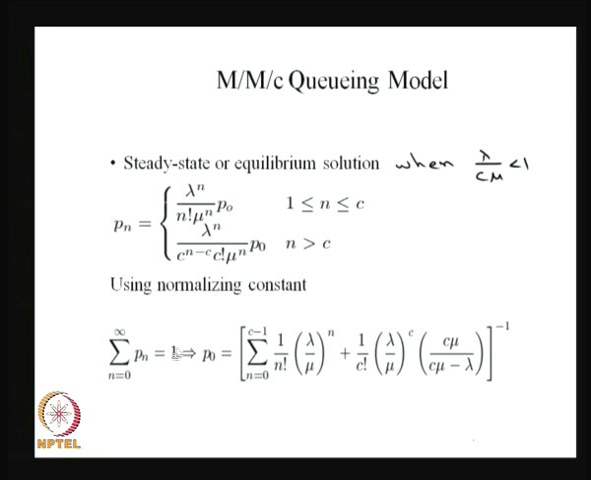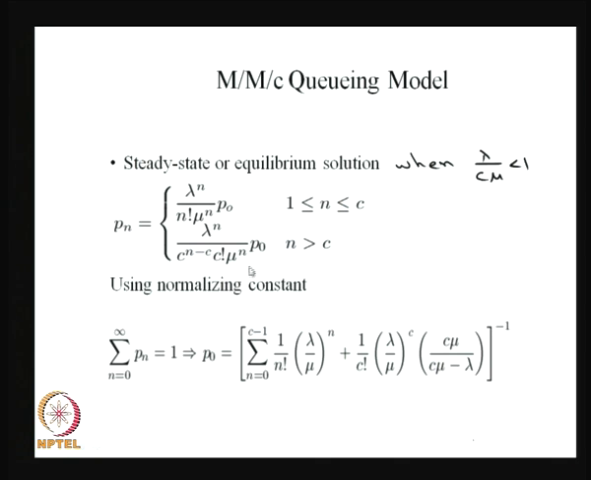So using the normalizing condition, you get P naught, and P naught is 1 divided by this. This is a series, and this series converges only if this condition is satisfied. By solving those equations, you get Pn's in terms of P naught, and using the normalizing constant, you get P naught. Therefore, this is the steady state, also known as the equilibrium solution, for the M/M/C/infinity model.